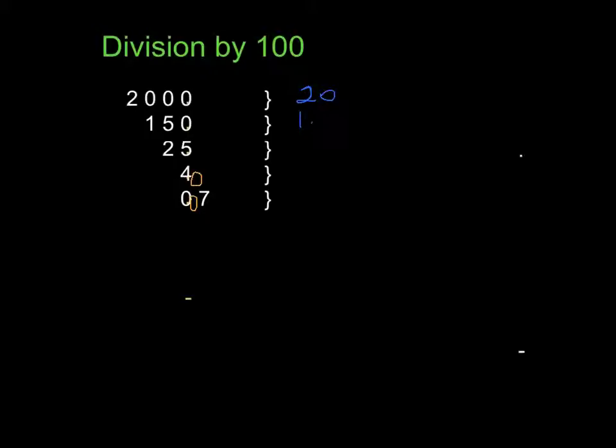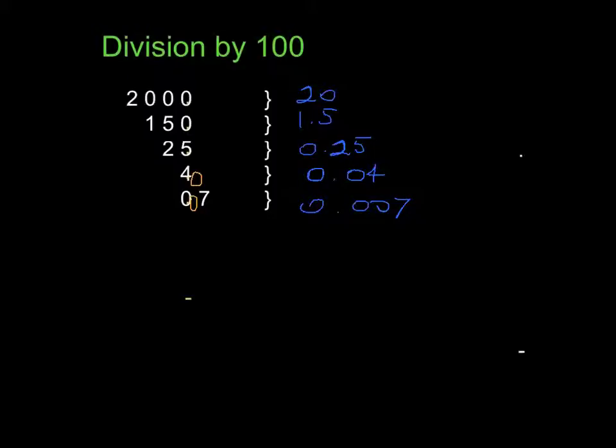1.5. 0.25. We begin with a 0. 0.04. And 0.007. But we would read that as 0.007 if we're reading it correctly as a mathematician.